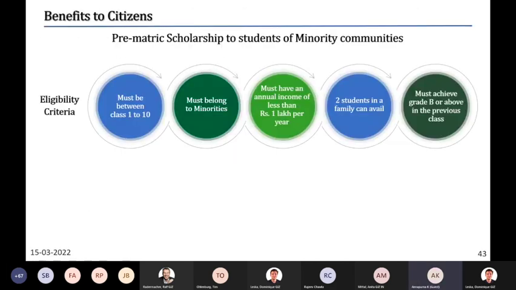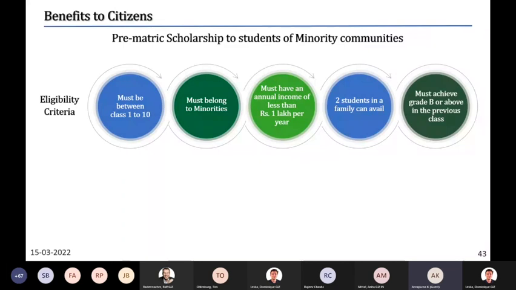This is a representation of the benefits which are for a particular scheme. In this case, it's a pre-matric scholarship, that is children studying between class 1 to 10 or grade 1 to 10 belonging to minority communities. The criteria clearly specify that the child must be between class 1 to 10, must belong to minorities, have an annual income less than 1 lakh, that is 0.1 million, and only 2 students in a family can avail this benefit and must achieve a grade of B or above in the previous class.